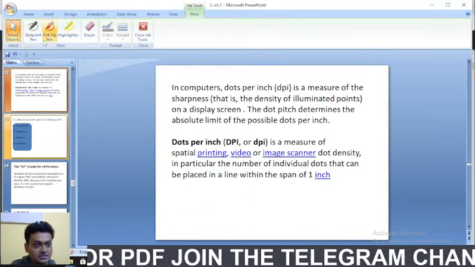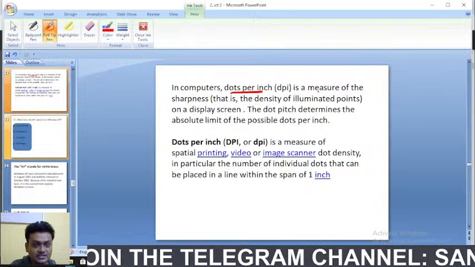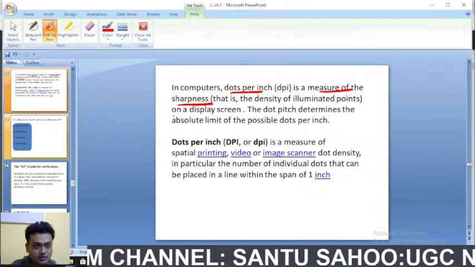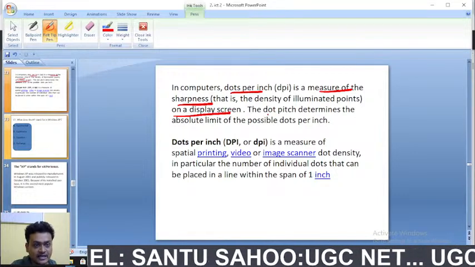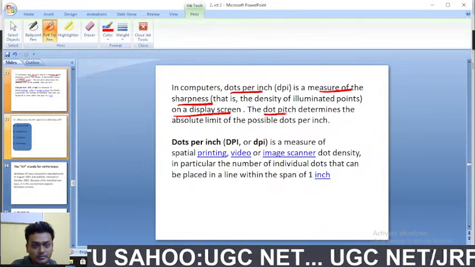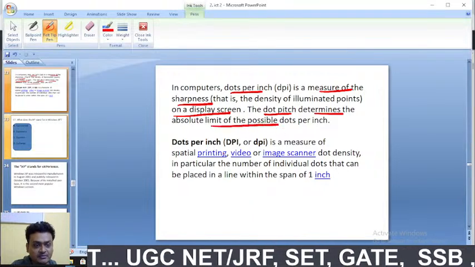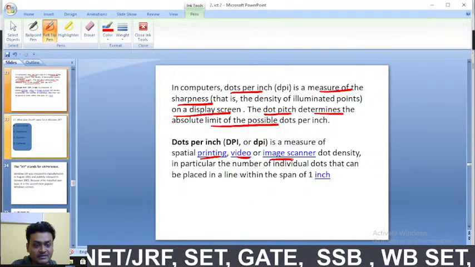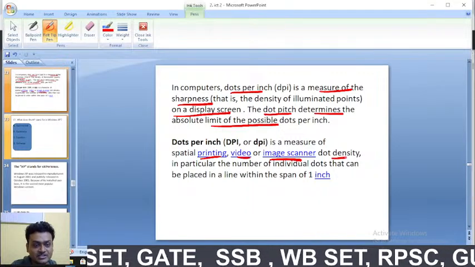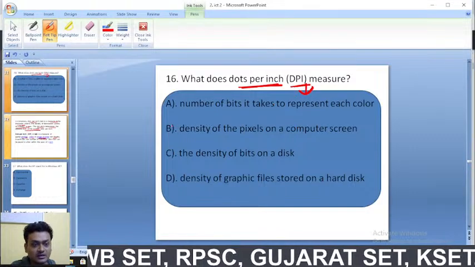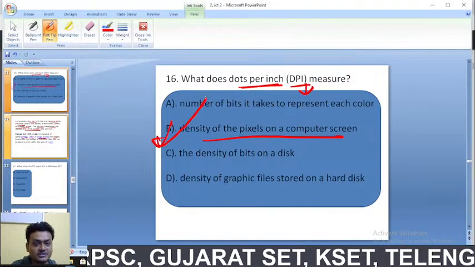In computers, here you see dots per inch is a measure of the sharpness on a display screen. The dot pitch determines the absolute limit of the possible dots per inch. It's a measure of spatial printing, video or image scanner. The density. So on a computer screen पे, that is actually here you see density of the pixels on a computer screen, DPI.